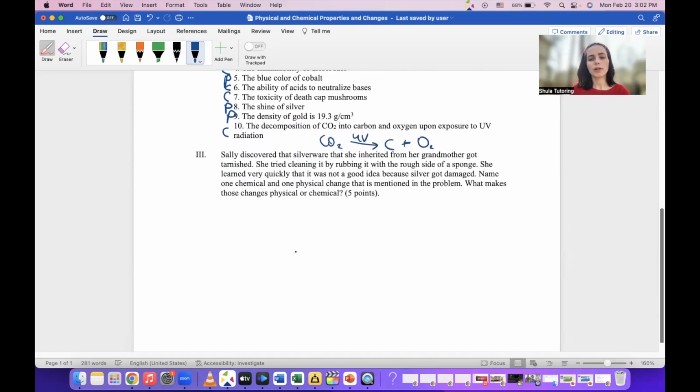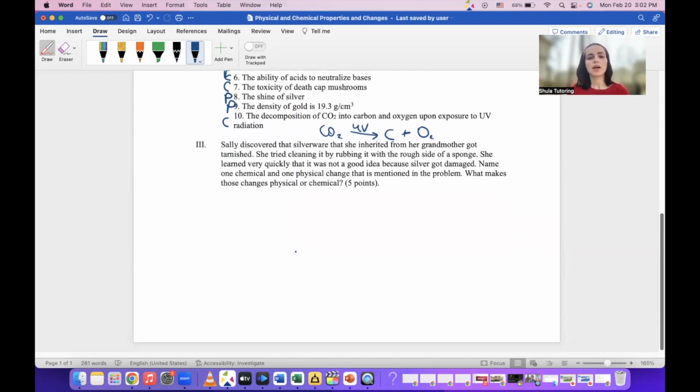Okay, we're moving on. Sally discovered that silverware that she inherited from her grandmother got tarnished. She tried cleaning it by rubbing it with the rough side of a sponge. She learned very quickly that it was not a good idea because silver got damaged. Name one chemical and one physical change that is mentioned in the problem. What makes those changes physical or chemical?